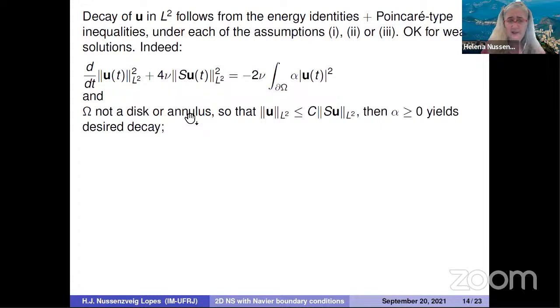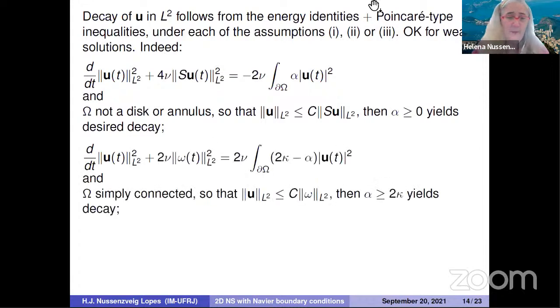If omega is not a disk or an annulus, then you have this Poincare inequality: U is bounded by SU in L2. So as long as you can throw away your right-hand side, you get the necessary decay. In that way you can throw it away as long as alpha is greater or equal to 0. Using this other energy identity, whenever U is bounded by C times omega in L2, you also can throw this right-hand side away if you assume that alpha is greater or equal to 2 kappa. So this is going to be a negative term. And you have this Poincare inequality for simply connected domains.